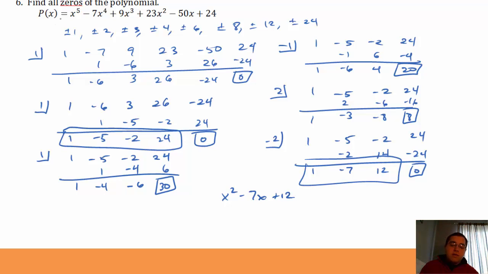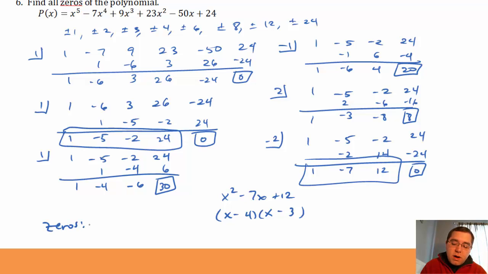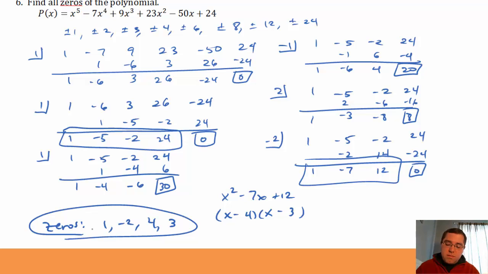Because I had started with x to the 5th, when I divided by 1 the first time, I had x to the 4th. When I divided by 1 again, I had x to the 3rd. Now when I divide by negative 2, I have x squared. That is factorable. x minus 4 times x minus 3. So all of the zeros of this polynomial are 1, which worked twice, negative 2, 4, and 3. Does this make sense? Good.